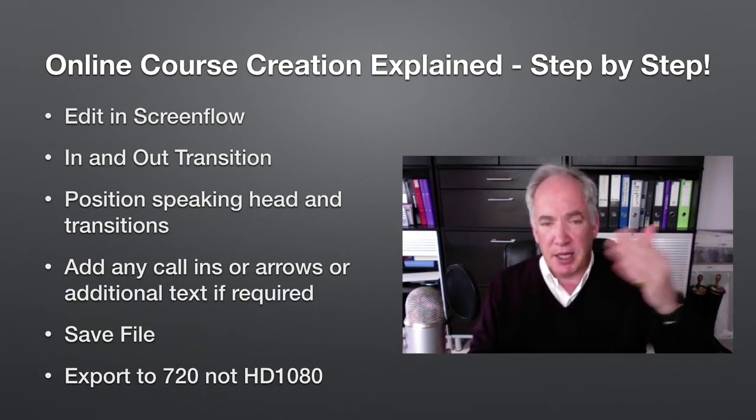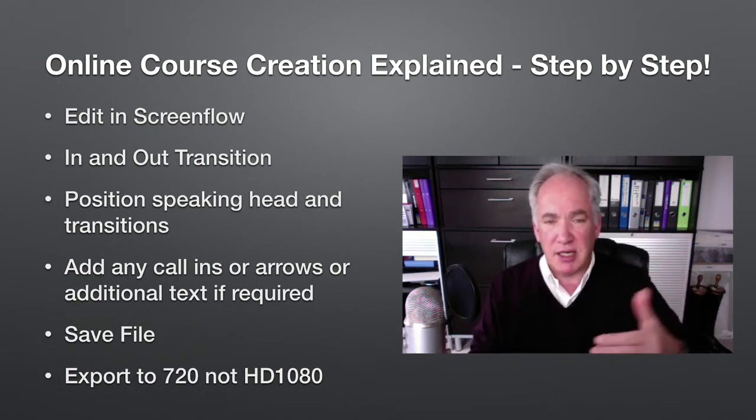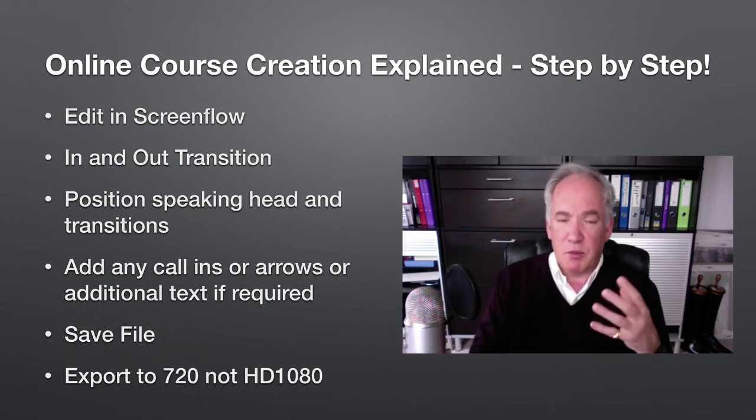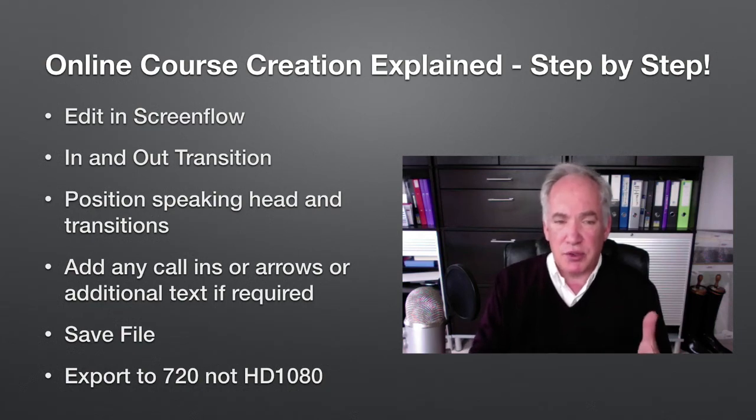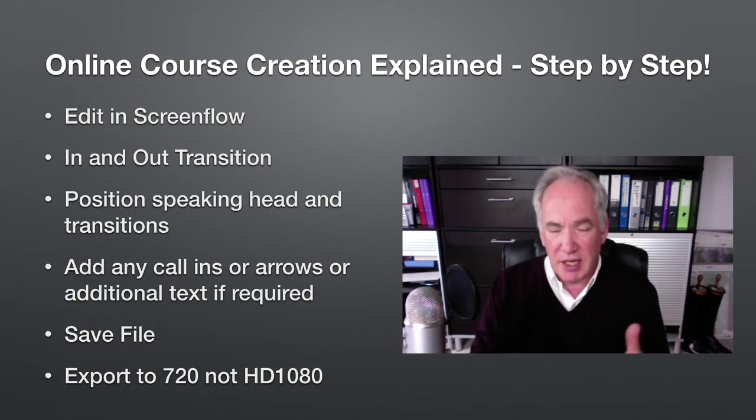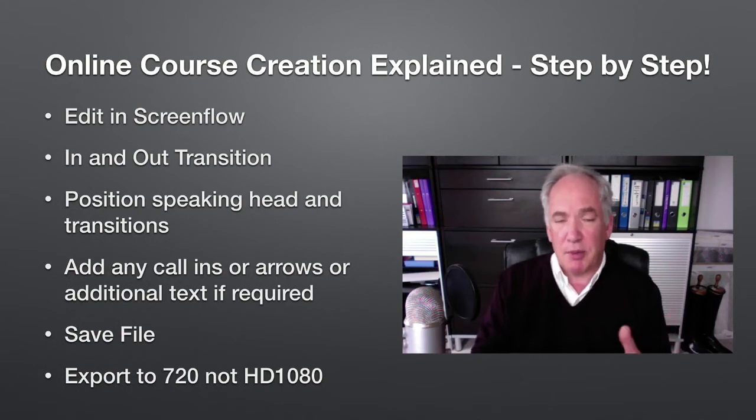In this one, I'm going to be coming in and coming out because I've got these title slides all the way through. If I want to put in call-in arrows or extra text or anything like that, then you can do that. You then save the file, and I export it always to 720p, not to 1080 HD, only because 720p is perfectly adequate for any of the platforms at the moment that you're publishing on, and 1080 files are so much bigger.